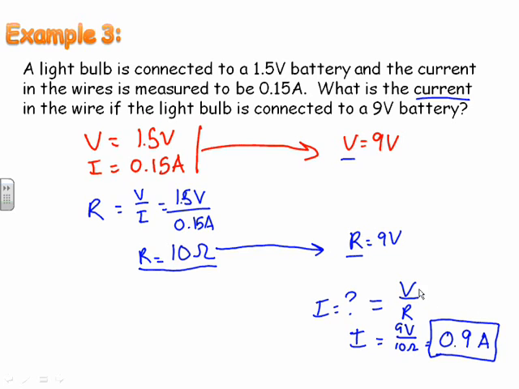Okay, so this is going to be a situation where voltage and current might change, but resistance never changes. Resistance is something that is inherent to the resistor or the light bulb or whatever. The ratio of voltage to current can change, but it always has to have the same ratio of the resistance, 10.